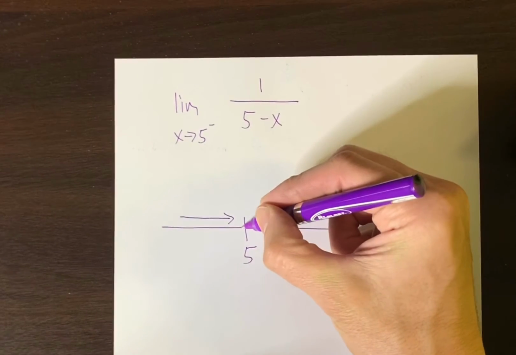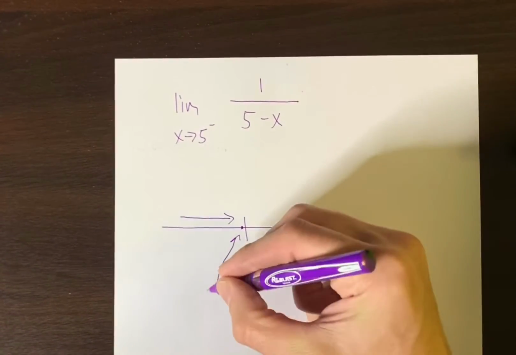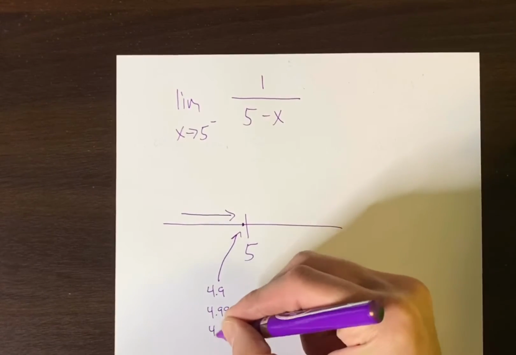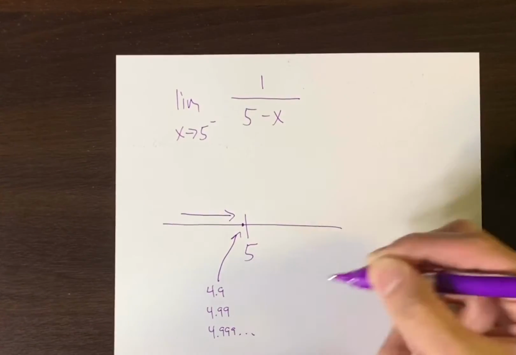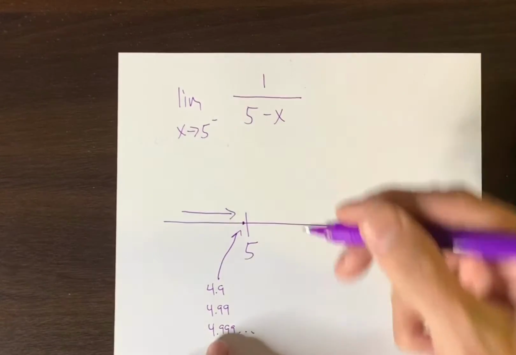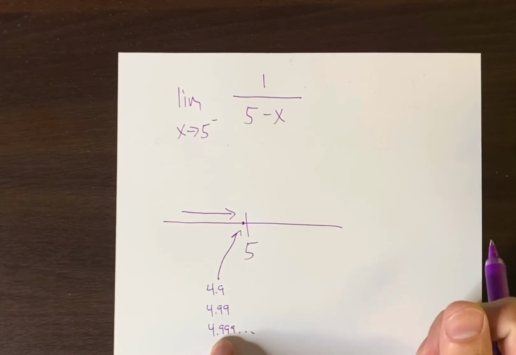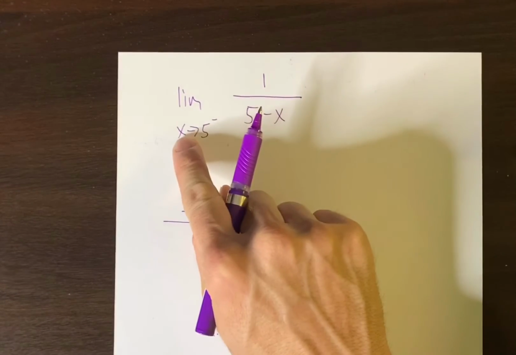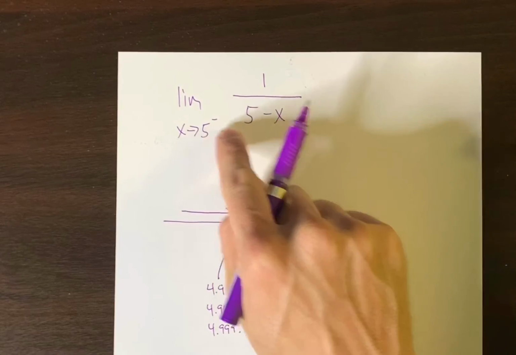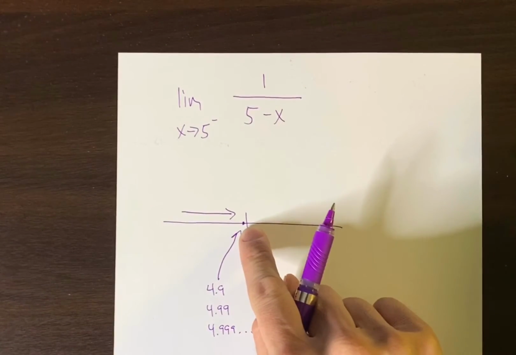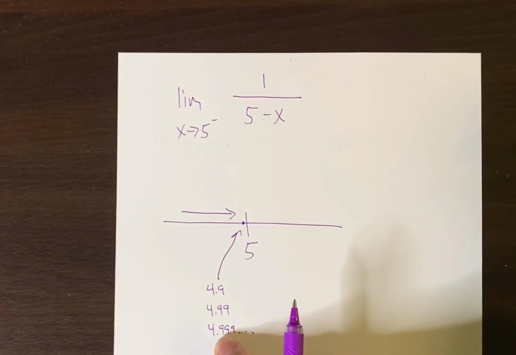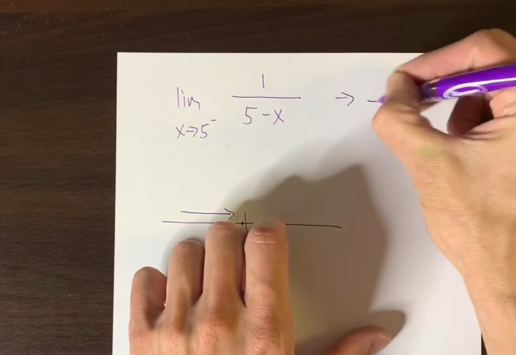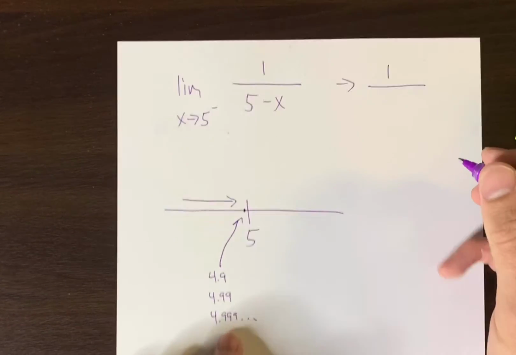Pick a number that's really close to 5 on this side. That could be something like 4.9, maybe something like 4.99, and so on and so forth. You can get really, really close to 5. If I take a number like 4.999 and plug that in for x, because that's what x is doing, x is approaching 5 from the left, meaning from the smaller end of things. So if I plug 4.999 there, it's going to be 1 divided by, well, watch.